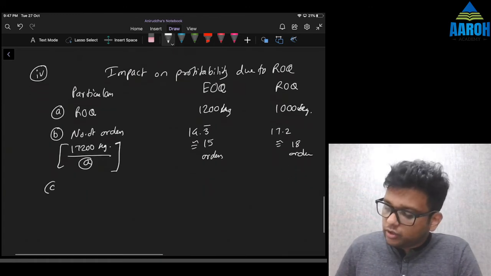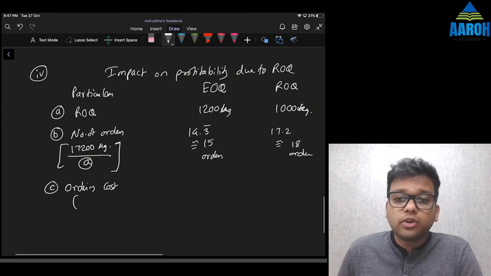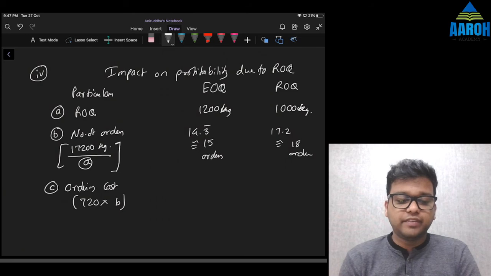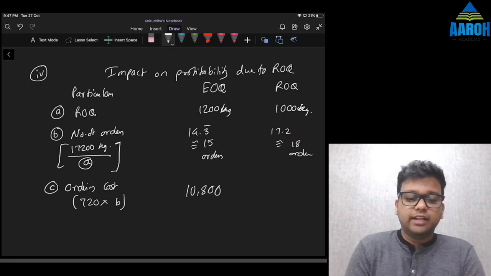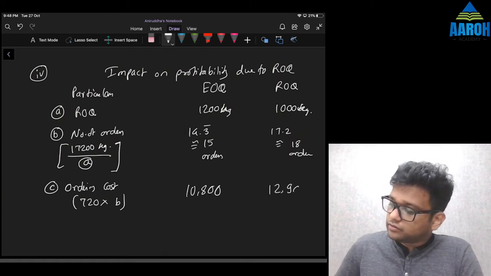So let's check ordering cost now. Ordering cost. We know that ordering cost is 720 per order into number of orders, which is B. So 15 into 720, here it is 10,800, and there it is 18 into 720, which is 12,960.